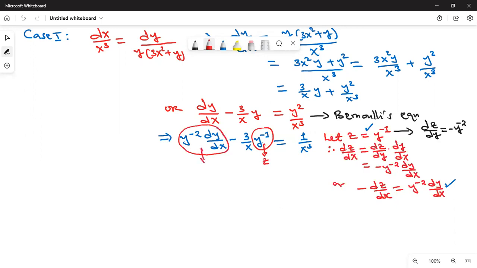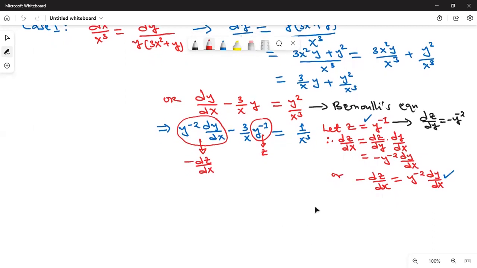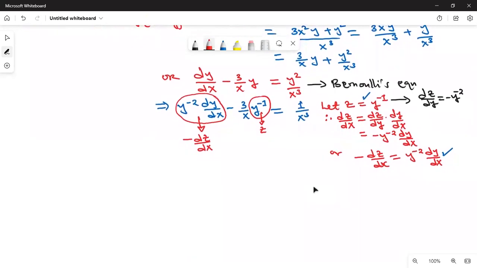So from here, we have found this is negative dz/dx. And the other one is z. So therefore, this equation can now be written as, hence, we now have negative dz/dx minus 3 over x times z is equal to 1 over x cubed.